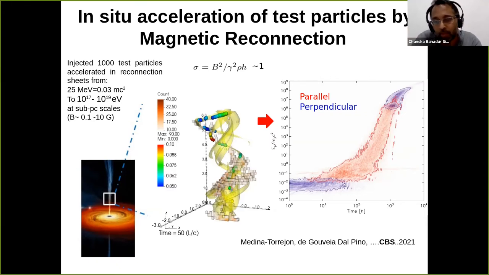So it is, of course, the reconnection-driven acceleration, meaning the particles accelerated by reconnection in this process, while in this region where the perpendicular velocity components were not so much accelerated, it was mainly due to maybe curvature drift acceleration.